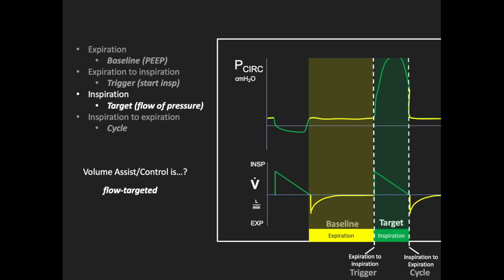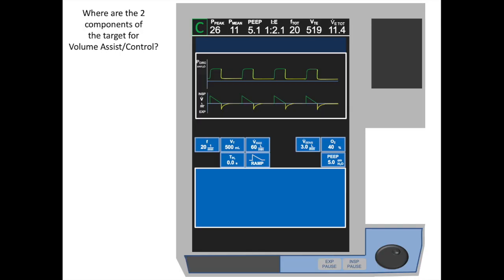Back at the interface here, we can see that the target has two separate components. The first is the set maximum flow. So remember, V with a dot on it is volume over time or flow. So this is maximum flow, and it's set to 60 liters per minute. The maximum flow is the maximum flow that occurs during each inspiration, so it would be the top of this little triangle in the setting of a ramp waveform. The other component is the actual shape of the inspiratory flow curve, and in this case it's a ramp or kind of a triangular shape.